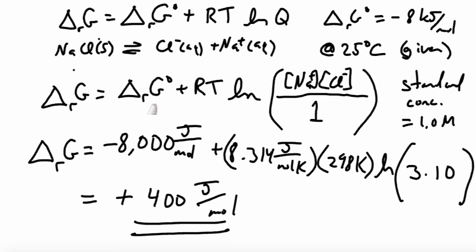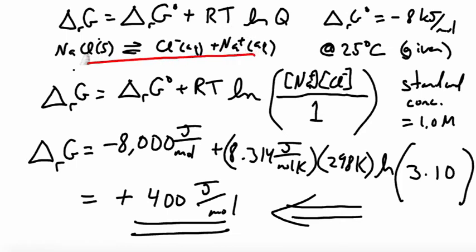So we started off with a negative delta G standard, and yet because this term was so positive, we ended up with the overall delta G being positive. So the reaction is going to go to the left. It's going to go this way. So if we look at our reaction, just draw an arrow up here, we're going to go this way. We're going to precipitate sodium chloride. Okay? So why is that so? Why is it that we have a negative delta G standard and yet we're going to go backwards?